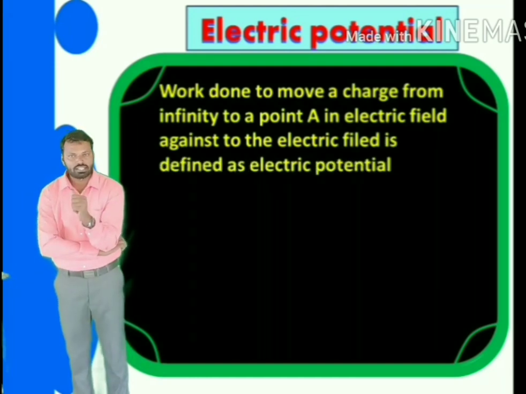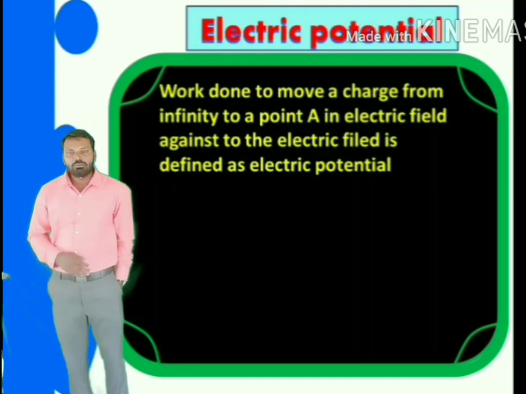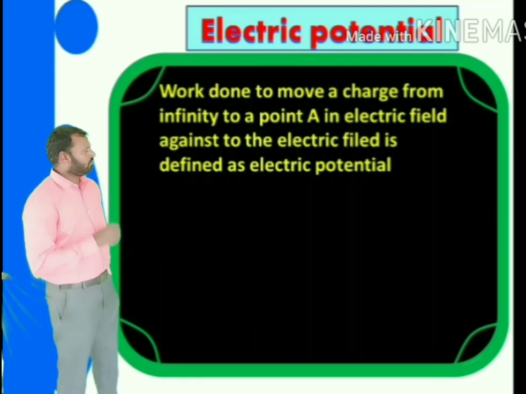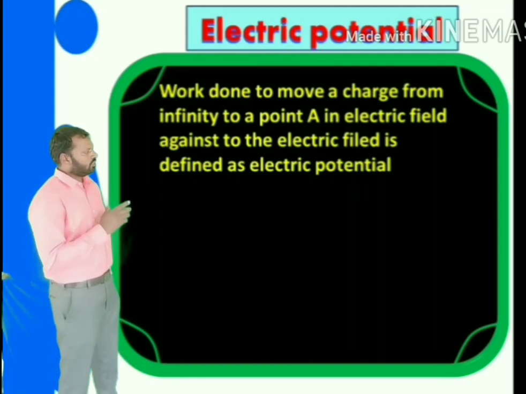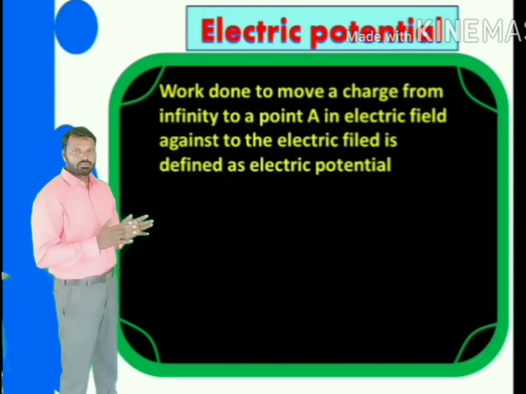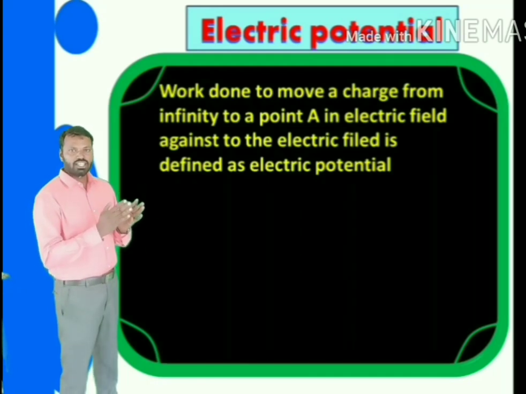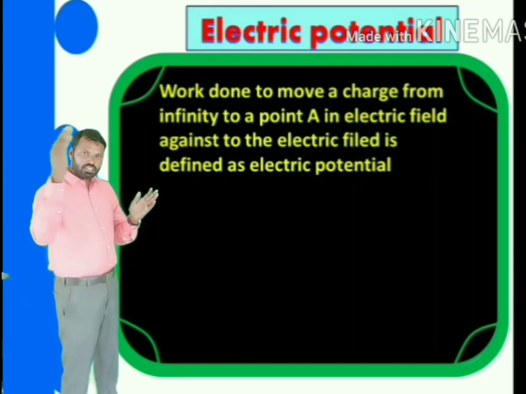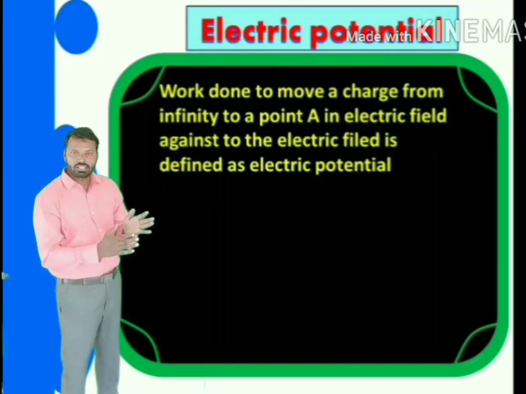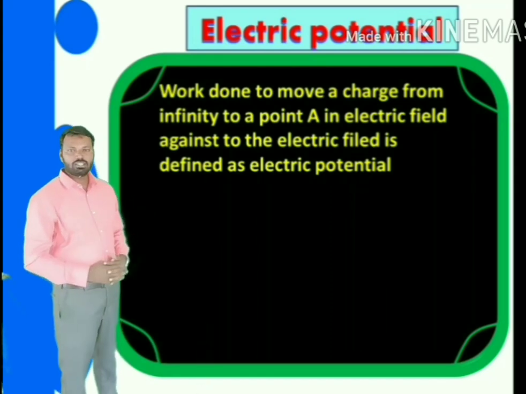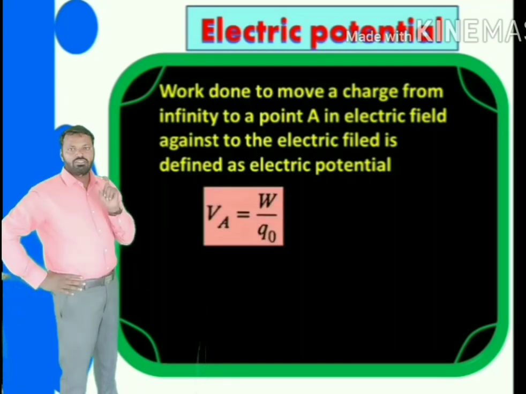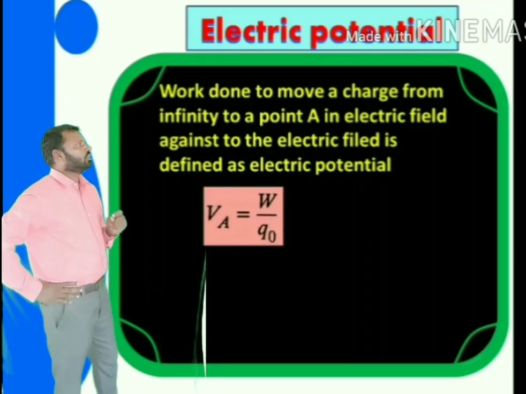So what is electric potential? It is the work done by an external agent to move a charge in an electric field. For definition purposes, I am taking one point at infinity and another point at A. That means the work done to move a charge from infinity to a point in the electric field, against the electric field, is defined as electric potential. Electric potential at point A is VA. VA is equal to W by Q0, right?